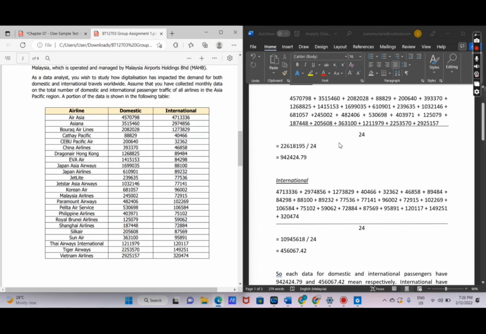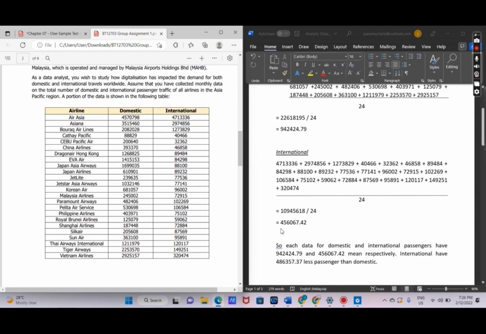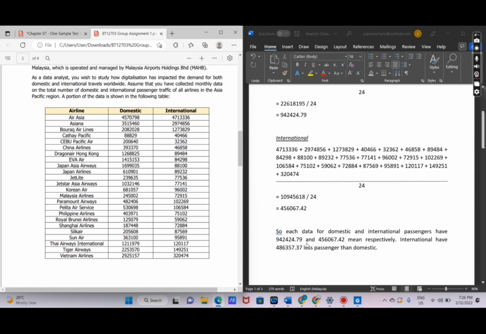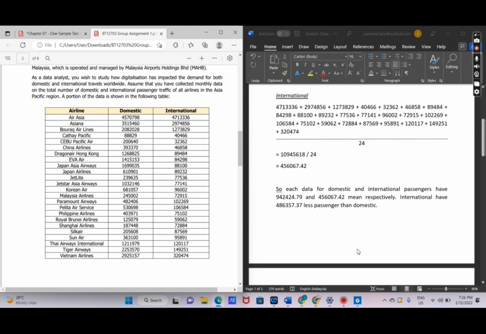And this one is for international. It's the same way as before. I will sum everything and divide it by 24, so I will get 10,945,618 divided by 24, and I will get 456,067.42. So each dataset for domestic and international passengers has 942,434.79 and 456,067.42 mean respectively. International has 486,357.37 fewer passengers than domestic.